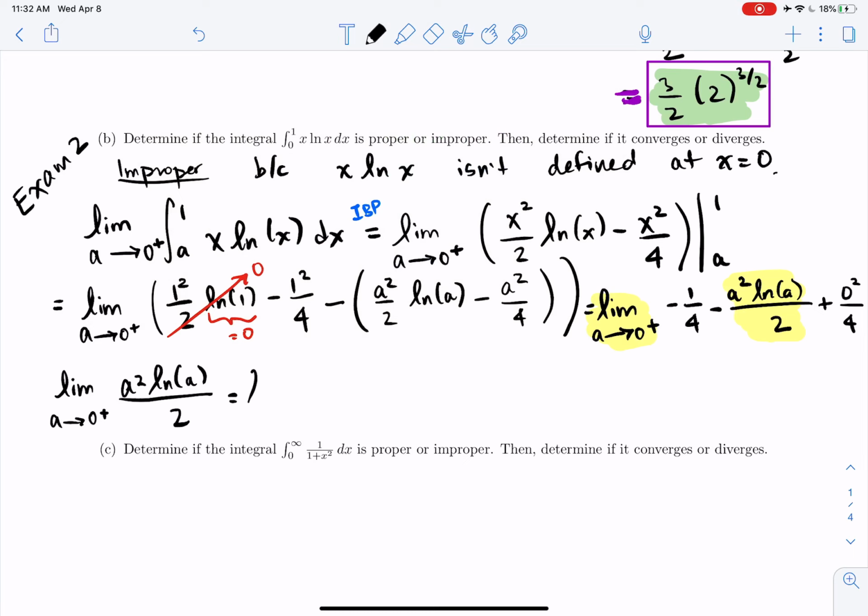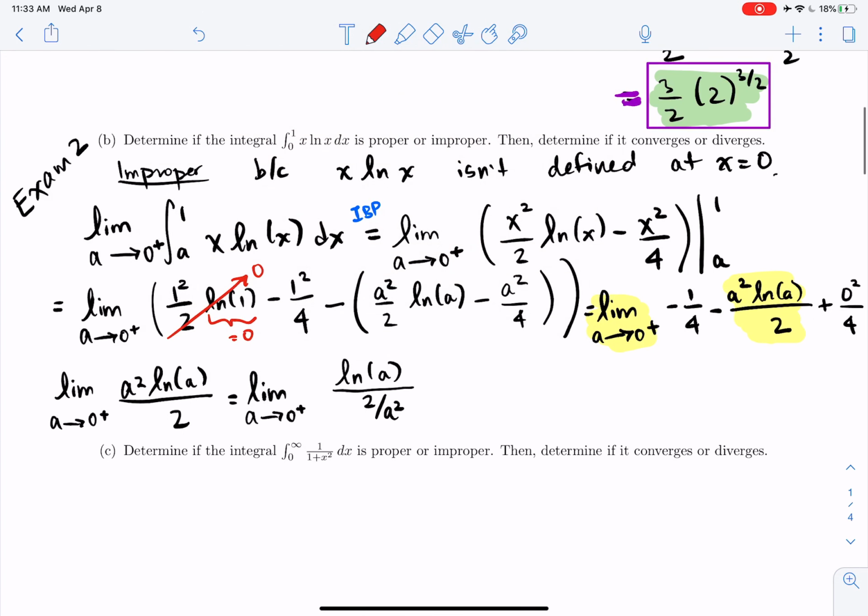But remember, you cannot use L'Hopital's rule until you get infinity over infinity or 0 over 0 behavior. So that means that if we rewrite this, we can hopefully get that 0 over 0 or infinity over infinity behavior. So I'm going to leave natural log of a up top, and I'm going to move a squared to be in the denominator of the denominator. So we've just rewritten this expression using some algebra trick, but now see that this goes to minus infinity as a goes to 0, and this goes to positive infinity as a goes to 0. So now we're allowed to apply L'Hopital's rule.